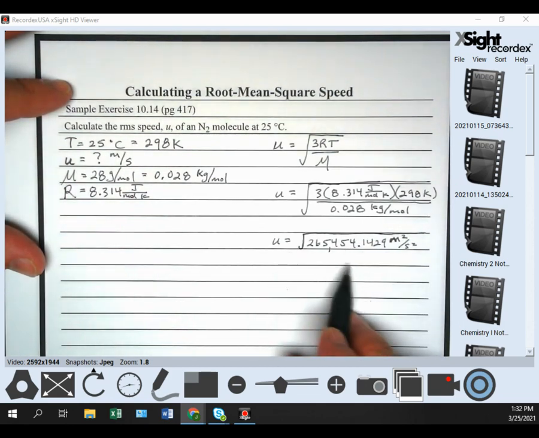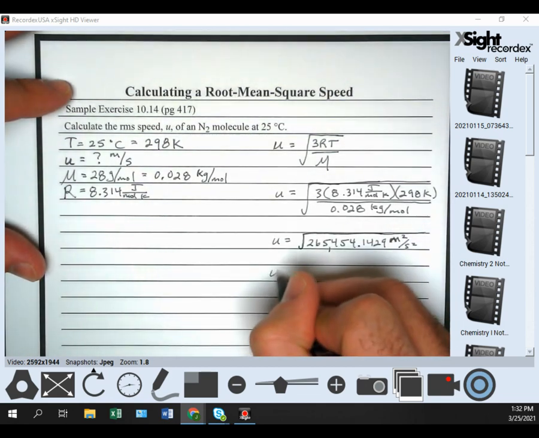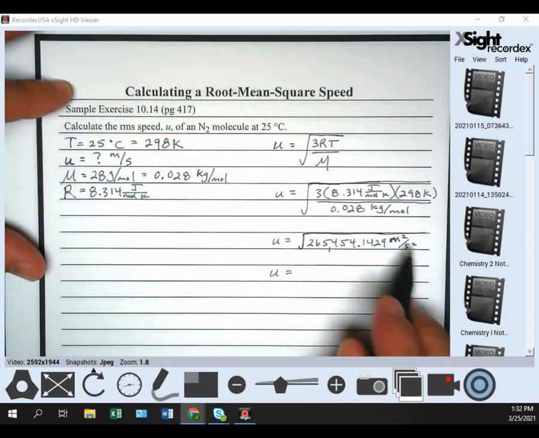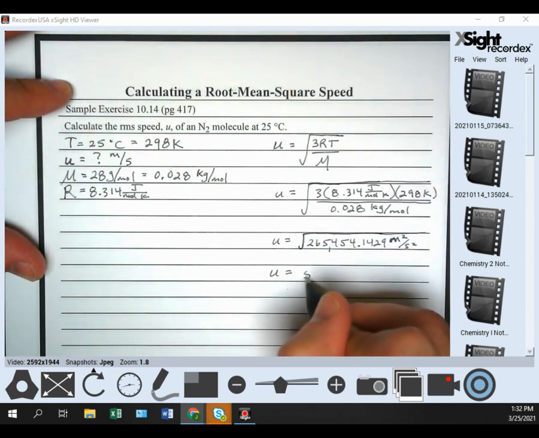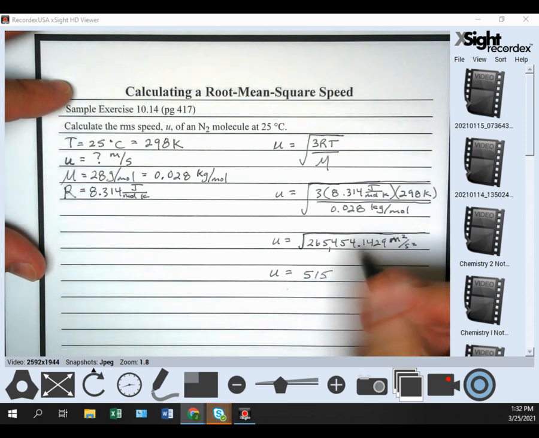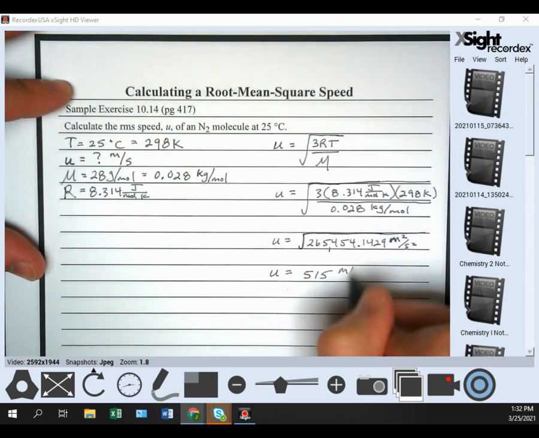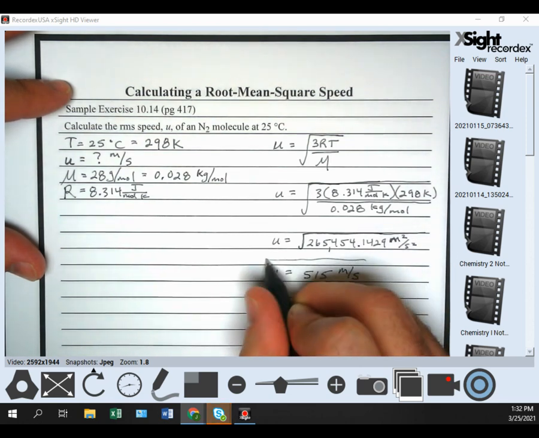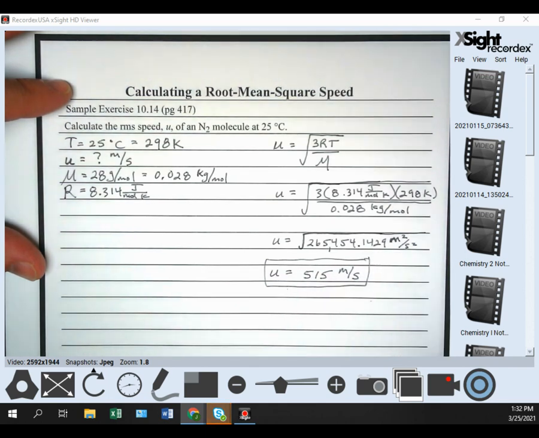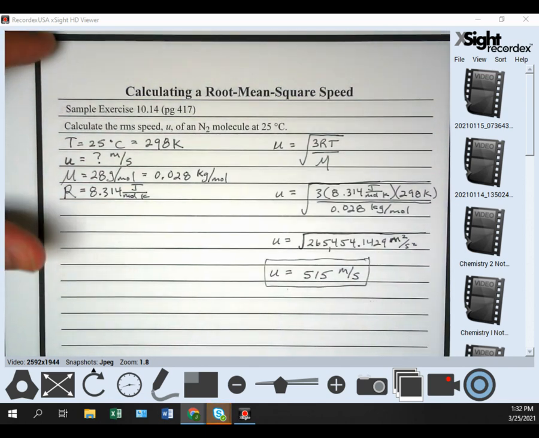Okay, and then when you take the square root of that, we're going to get 515, and then our label is now meters per second because we did the square root of that. So that's our answer. Okay.